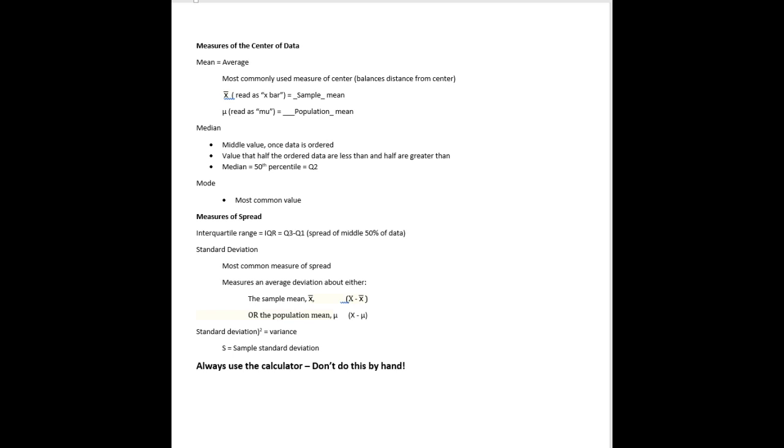Then we have our median. The median is the middle value once our data is ordered from smallest to largest. It's the value that half the ordered data are less than and half are greater than. Remember that the median is the 50th percentile and Q2.